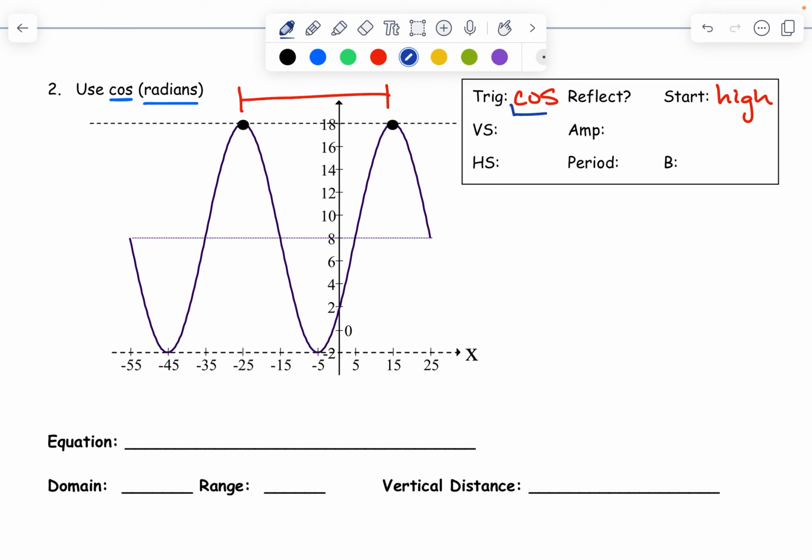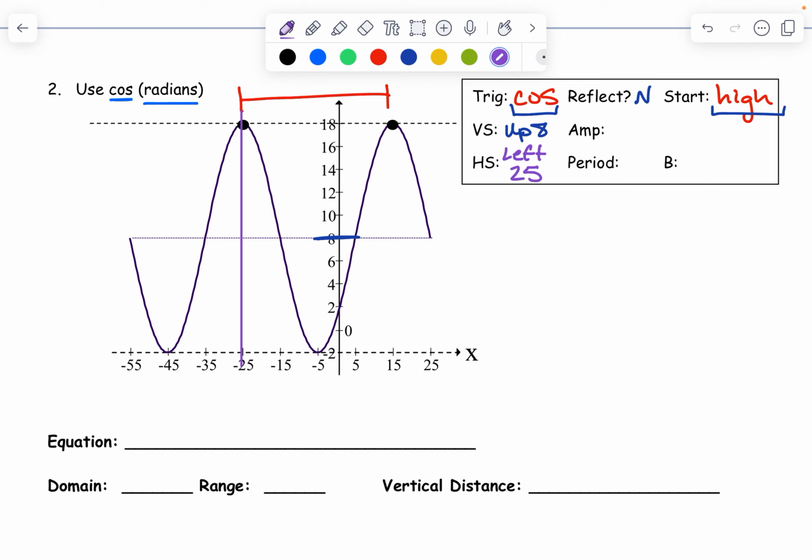Then, since it's a cosine graph that does start high, that means it is not reflected. Vertically, it does not start at 0. See how 0 is down there? It starts at, or has a midline, of 8. That means it's been shifted up 8. Additionally, it does not begin on the axis. It begins over at -25, which means it's been moved left or shifted left 25.